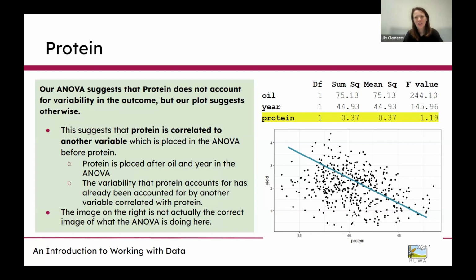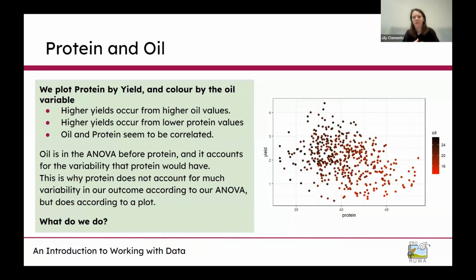And to also add to that, this image on the right is technically not the correct image of what the ANOVA is doing here, because we've got oil and year also in there. So we're just going to look at it one variable at a time, just to avoid too much complexity. But let's look at protein and oil together against yield.